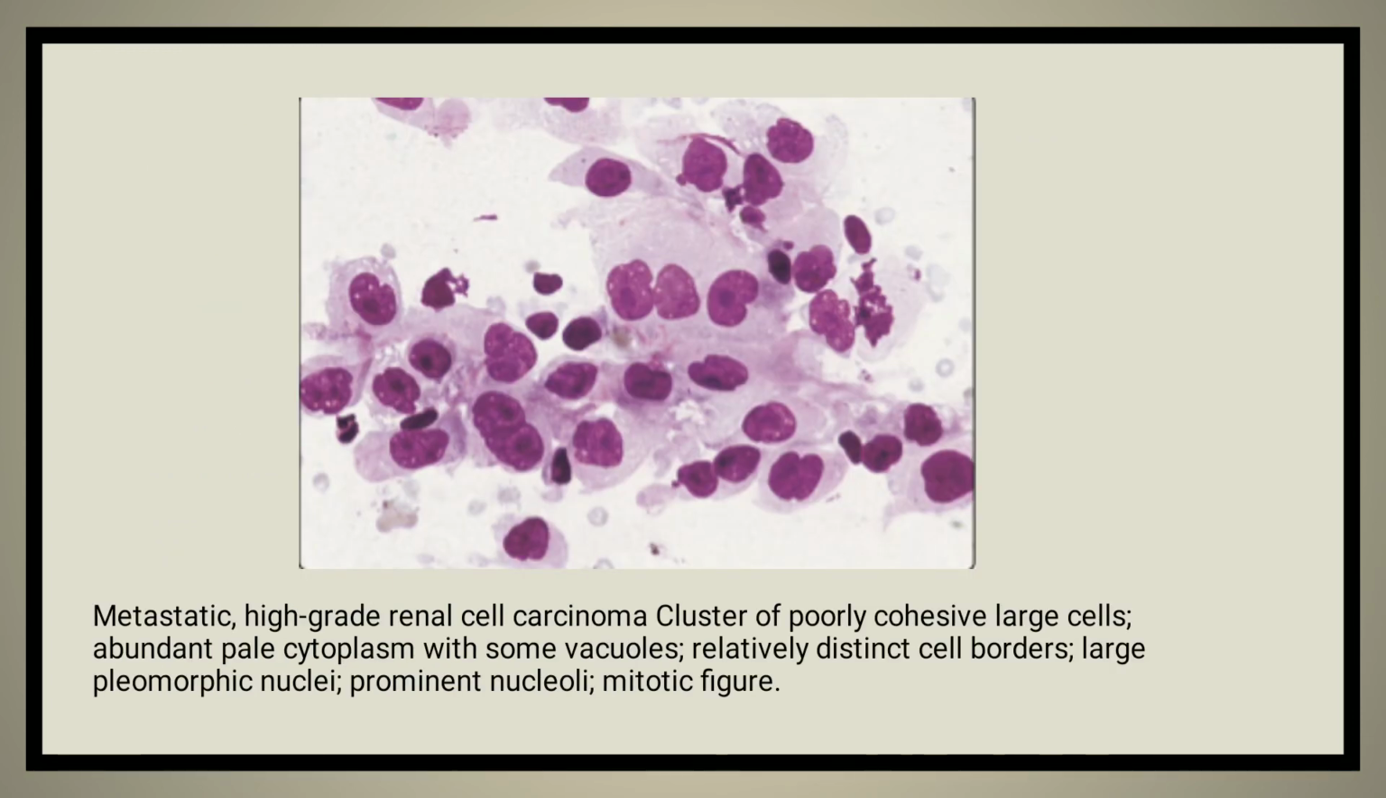Coming to a few pictures, this is the image which is showing metastatic high-grade renal cell carcinoma. The clusters are poorly cohesive large cells with abundant pale cytoplasm with some vacuoles, relatively distinct cell borders. Large pleomorphic nuclei with prominent nucleoli are seen. Also seen are a few mitotic figures.